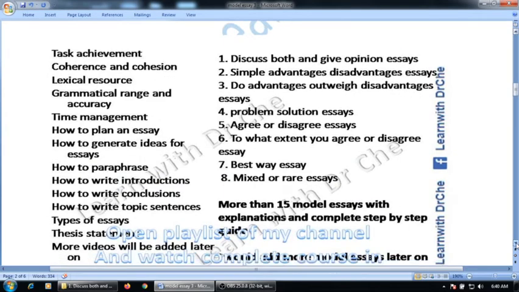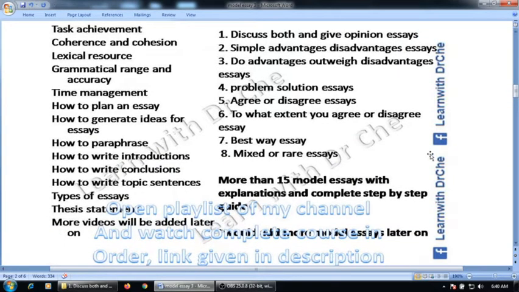This is an overview of my essay writing course. You can see I have started from assessment criteria, then time management, how to plan your essay, how to generate ideas, paraphrasing, introductions, conclusions, topic sentences, types of essays, thesis statement. Then I would go for 8 types of essay one by one. Nowadays we are at this one, and I would write more than 15 model essays in my course, and I would guide you step by step. Open the playlist of my channel and watch the complete course in order. The link is given below in the description box.